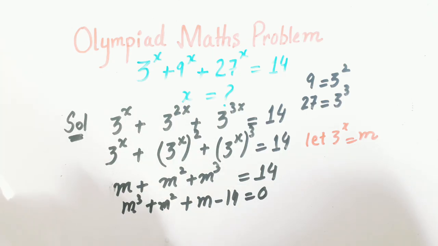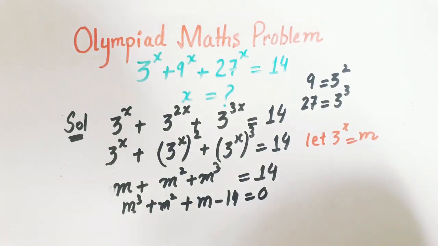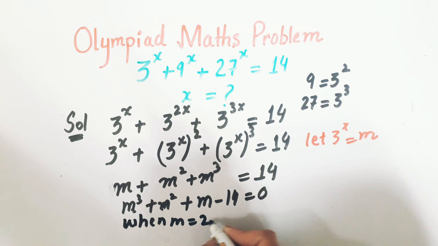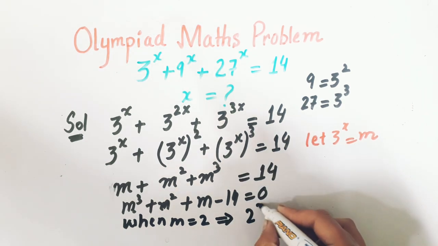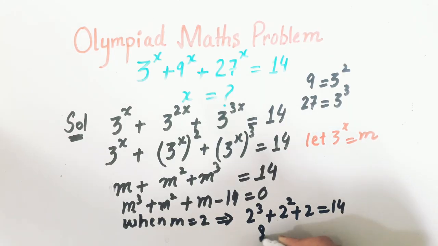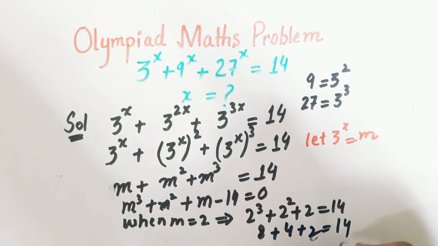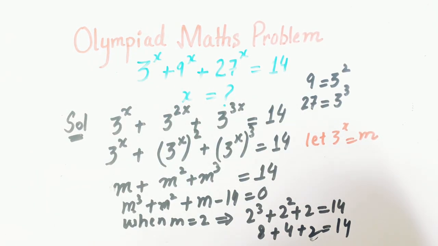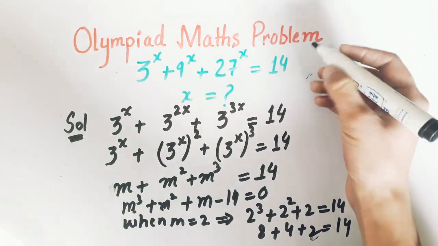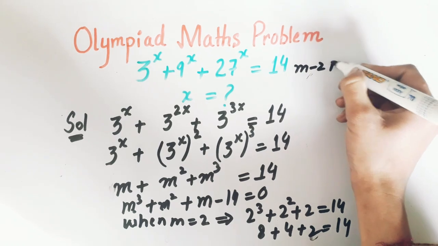So we will solve this as, we see that when m equals 2, it means 2 cube plus 2 square plus 2 equals 14. 8 plus 4 plus 2 will be 14. It means that our factor is correct. So we will write this here that m minus 2 is a factor.